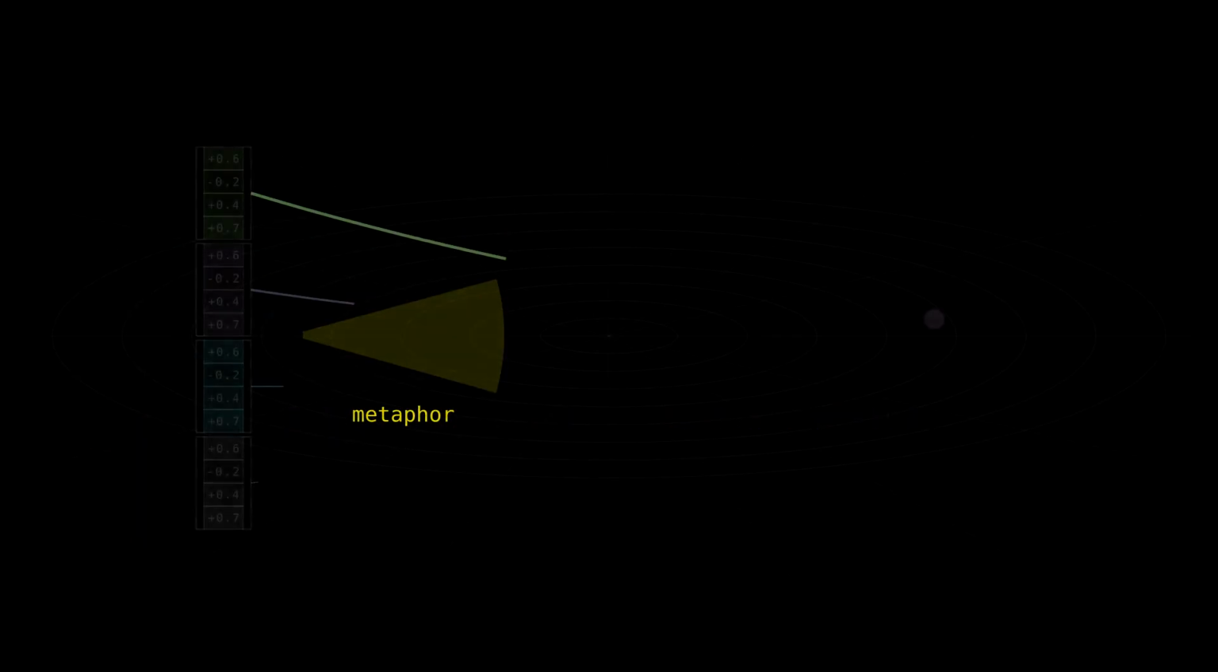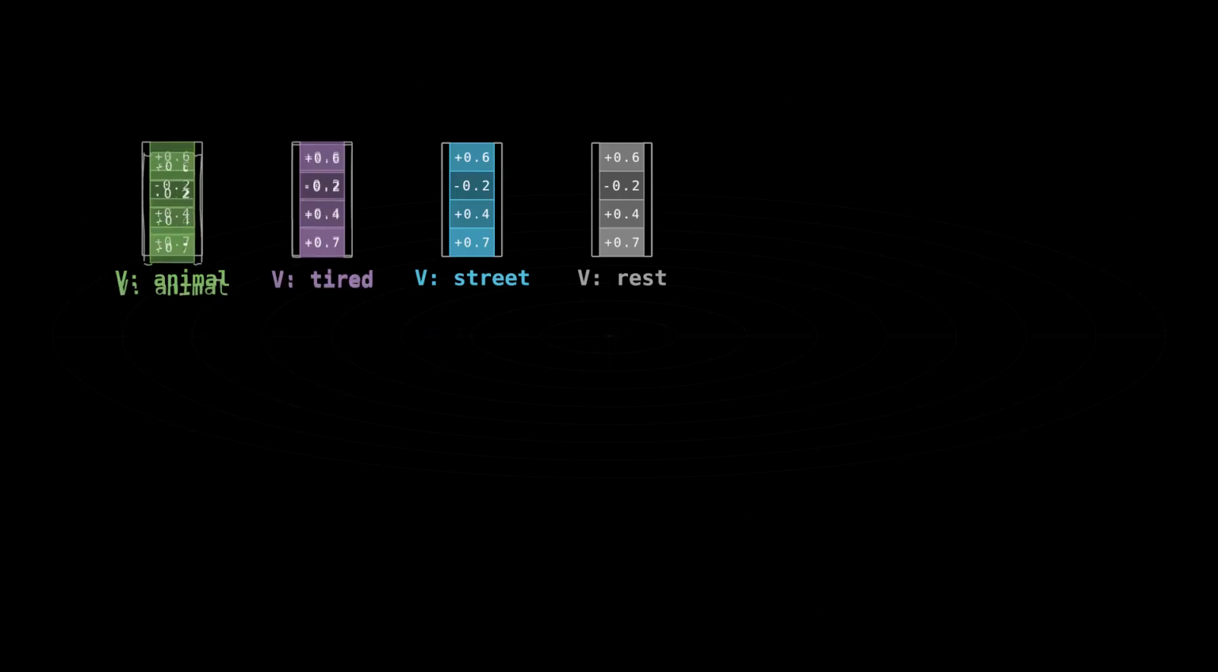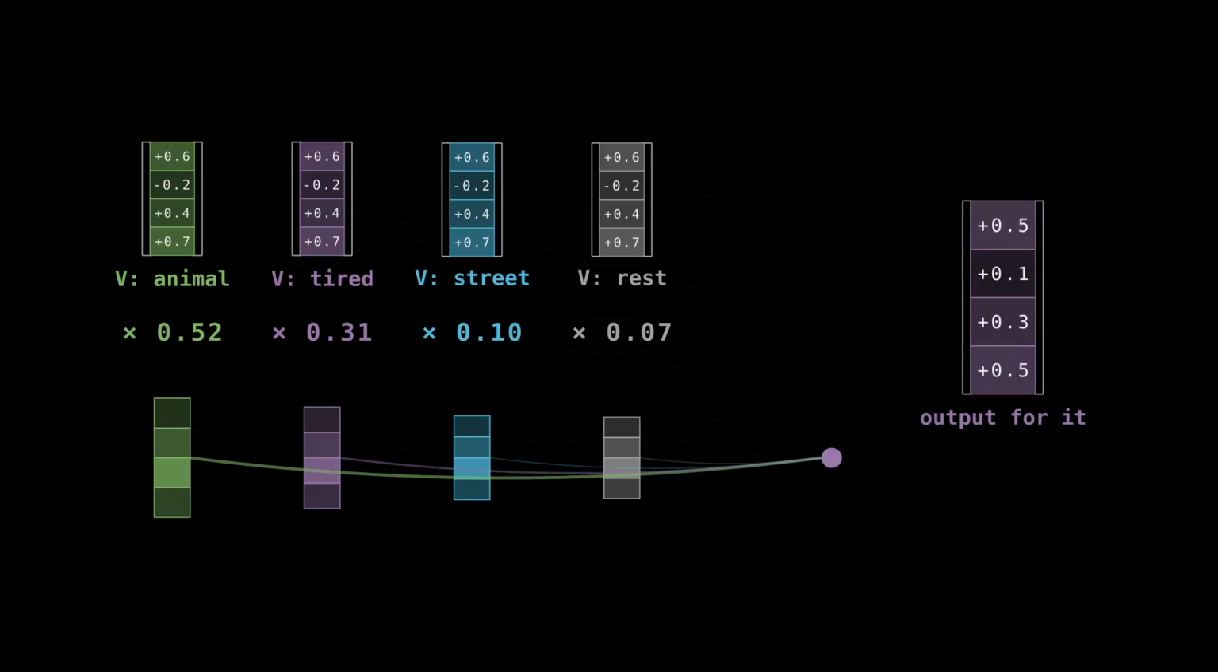Now the flashlight metaphor can go away. Nothing in the model is literally shining a beam. We have a query, keys, learned compatibility scores, and normalized weights. Only one step remains. The values have to move. Take the value vector from animal and multiply it by 0.52. Take the value from tired and multiply it by 0.31. Scale the other values by their smaller weights. Then add the scaled values together. That weighted sum is the attention output for the query from it in this head.